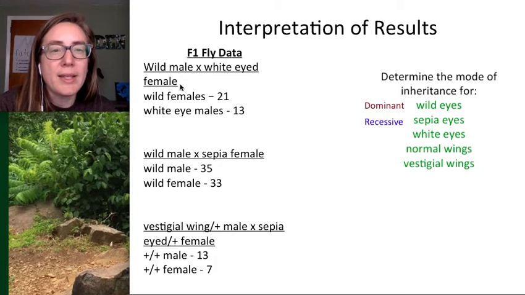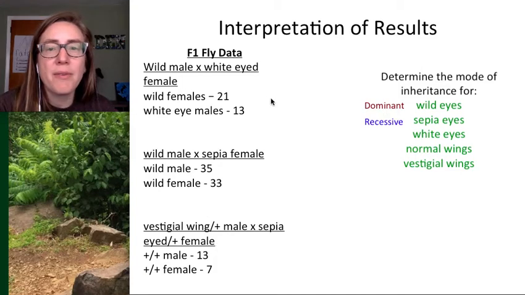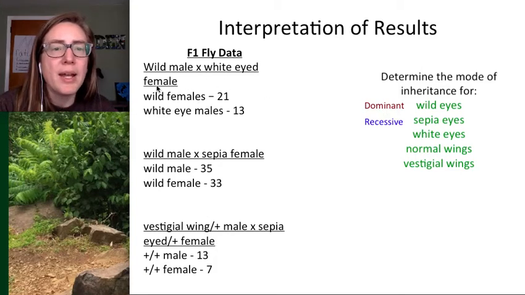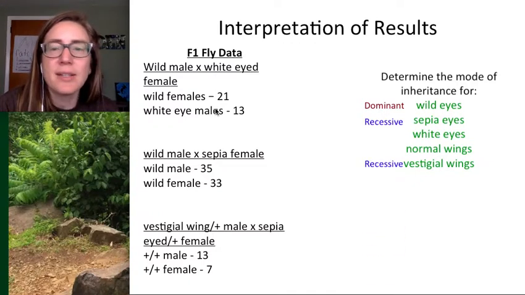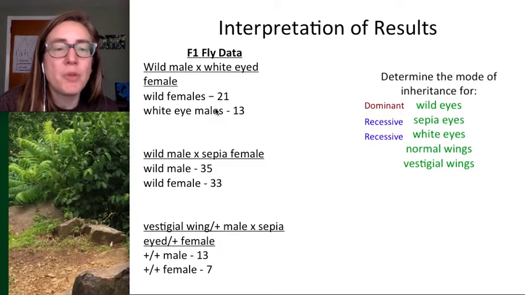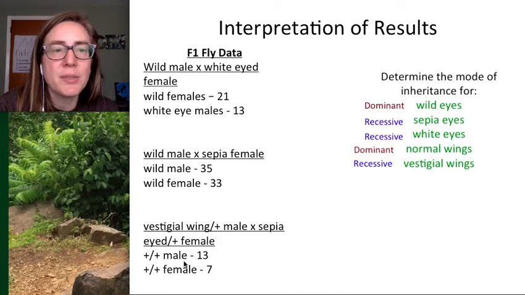For white eyes, again, this one was a little bit different, but if I'm already saying that wild is dominant, I'm going to say that white is recessive, and I have a hunch as to what this white eye is going to be besides just simple dominant recessive. For normal wings, normal is the wild, and if I'm starting with vestigial and wild, I only get wild. So normal has to be dominant, and vestigial is recessive because it was hidden.